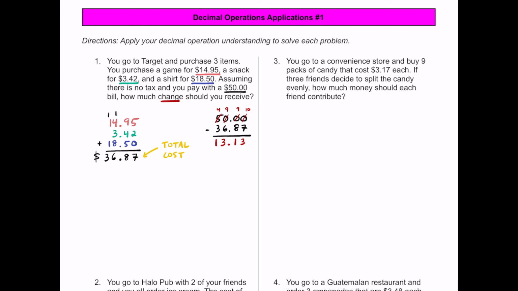So when it says how much change, we're going to say that your change, I'll go ahead and write this here, the change would equal $13.13. I'm not writing a whole sentence here, but that would be the final answer. So just to recap real quick, the total cost for all 3 items was going to be $36.87. Then we subtracted that from the $50 that you pay with, and the cashier should give you back $13.13 for your change. Let's try number 2.